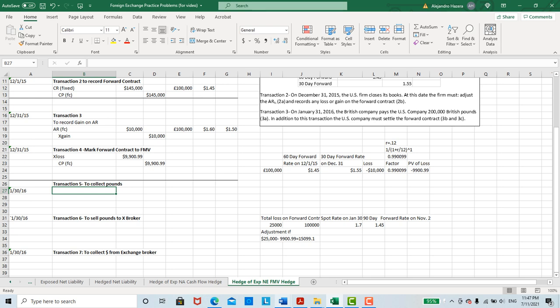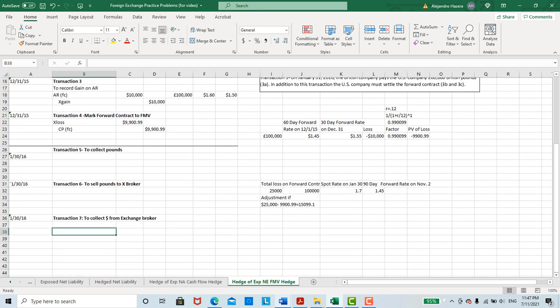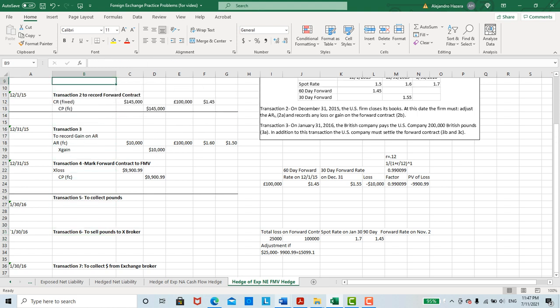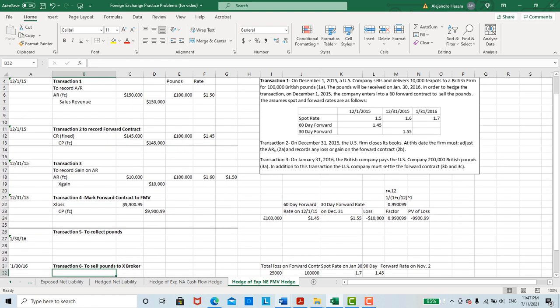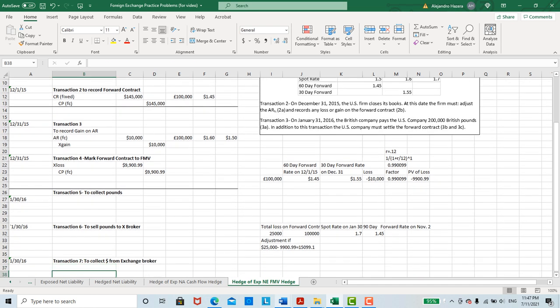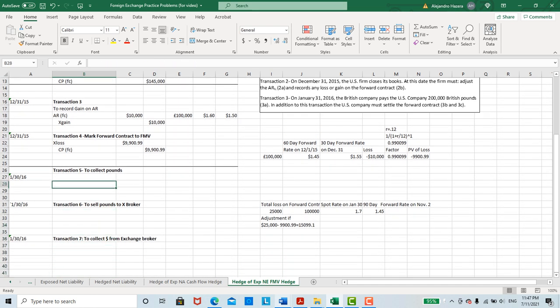Okay, so in these final transactions on January 3rd, we're going to collect the pounds from the British customer, sell the pounds to the exchange broker for the fixed fee, or for 145 basically, and record a loss on the transfer of the pounds, and then finally collect our $145,000.